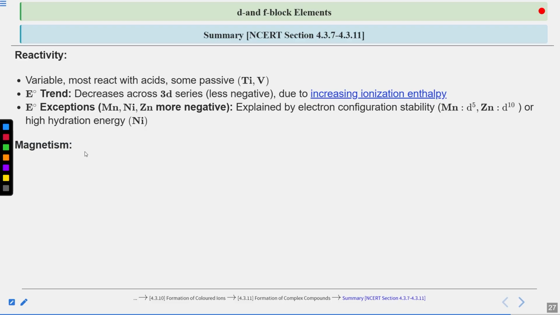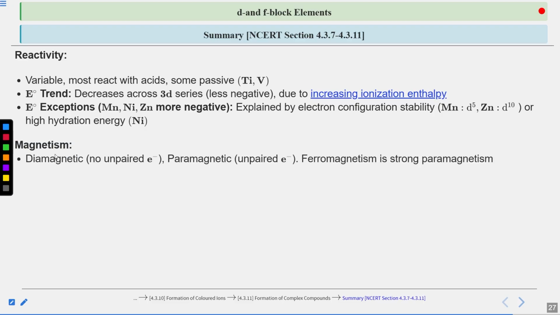Next, we talked about magnetism. Diamagnetic means no unpaired electron is present. Paramagnetic means unpaired electrons are present. Ferromagnetism is a form of strong paramagnetism. What was the origin of magnetism? Unpaired electrons. Only spin is key for the 3d series. We have only considered the spin-only magnetic moment for the 3d series.